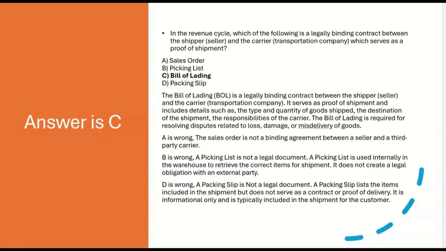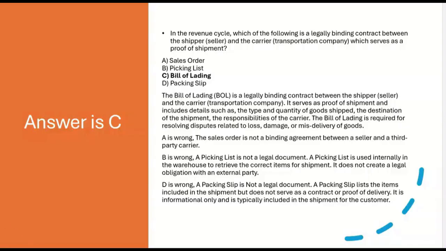You've got to know that the bill of lading is a legally binding contract between the shipper and the carrier. It serves as proof of shipment and includes details such as the type and quantity of the goods shipped, the destination of the shipment, the responsibilities of the carrier, and the bill of lading is required for resolving disputes related to loss, damage, or misdelivery of goods.